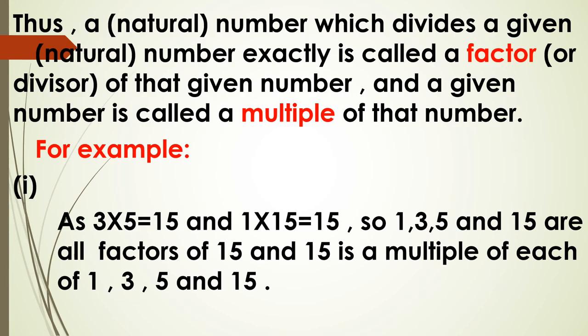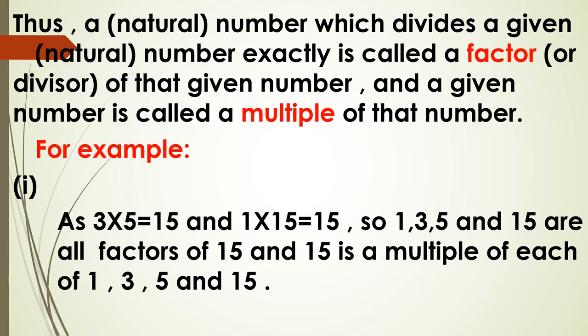So the numbers we are multiplying here are 3, 5, 1 and 15. So these four numbers are the factors of 15. And 15 is our product. 15 is the result of multiplication. So that is a multiple of each of the factors.